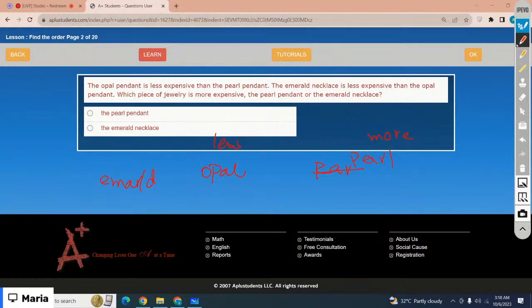The correct option is, which piece of jewelry is more expensive? No one is answering. What's wrong with you? More expensive. Pearl is the more expensive one. The most expensive one is the pearl pendant. The correct option is the pearl pendant.